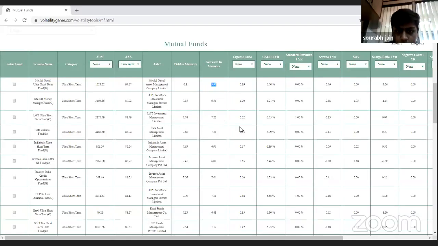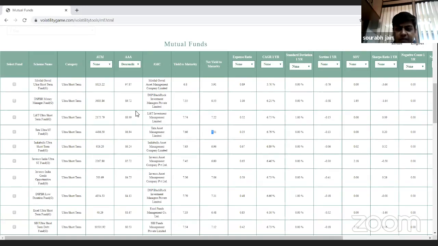Here we can look at, for example, maybe DSP Money Manager, 90% is almost AAA, 7.55 is the YTM, and after reducing the expense ratio, it is coming to 6.55. So approximately 6.5% a client can get. Similarly, ultra short L&T or maybe similarly Tata.